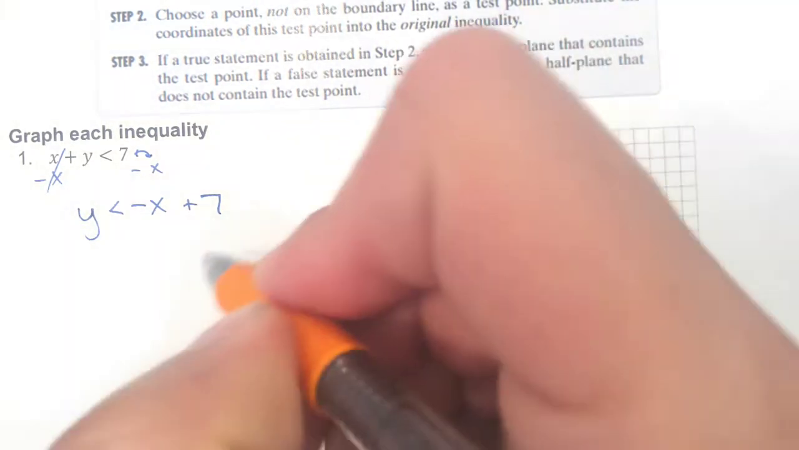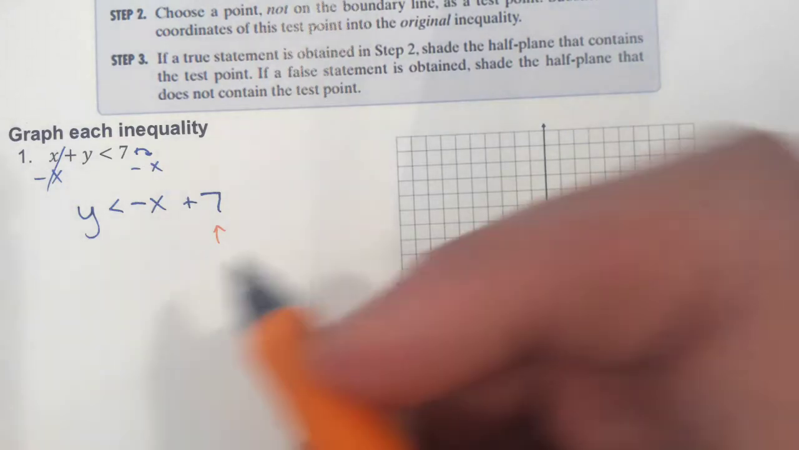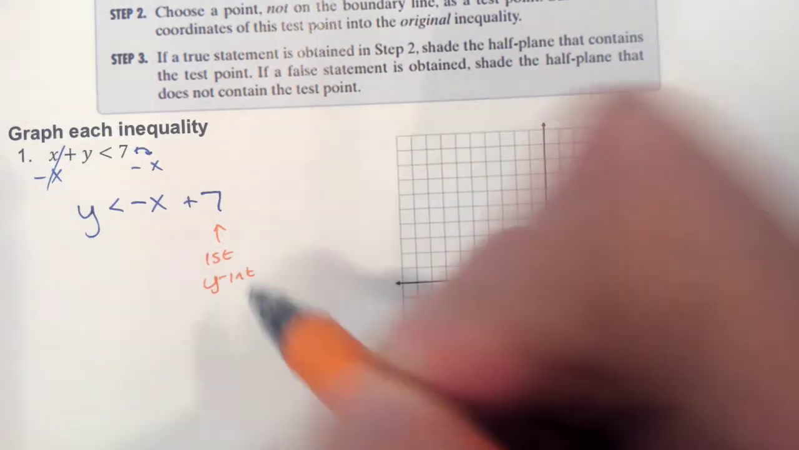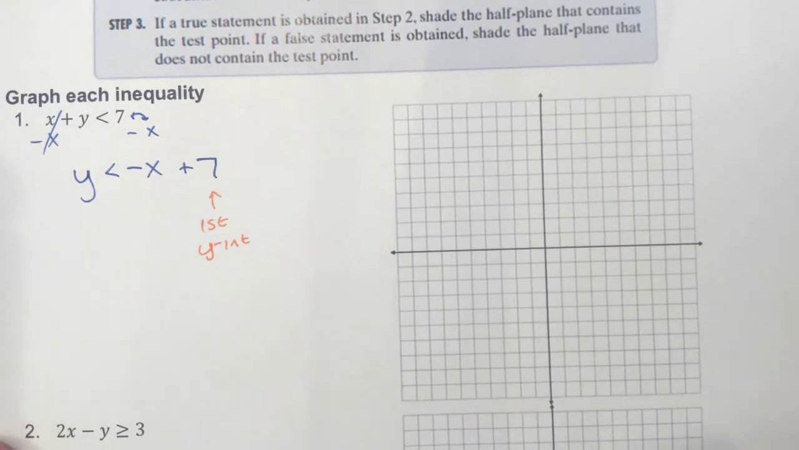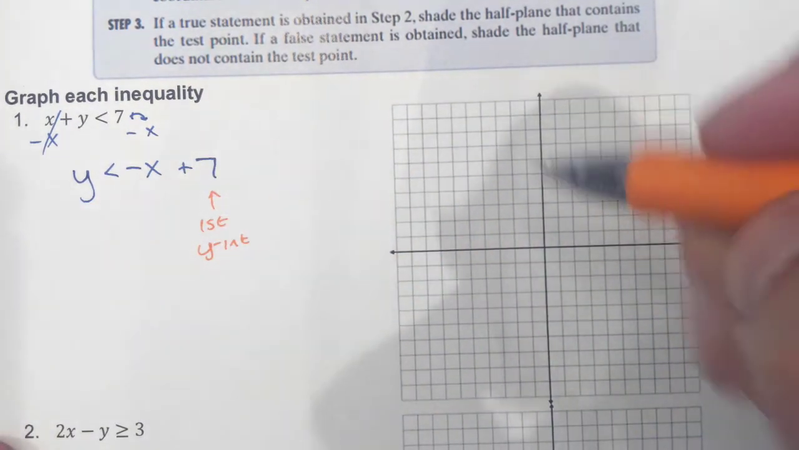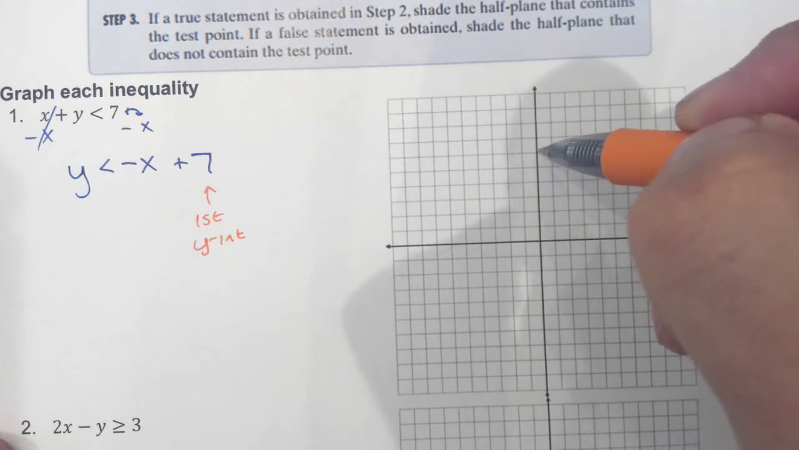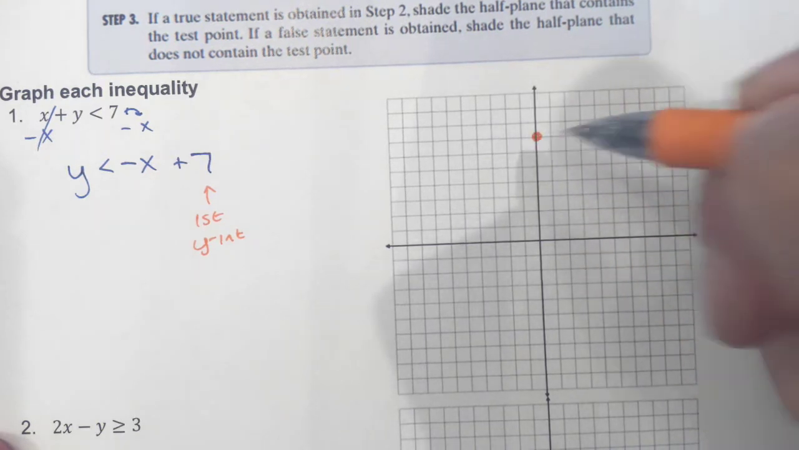The first thing you look at is this number that's not attached to the x. So this one is first. Remember, this is the y-intercept. It's positive 7, so it says go up 7. So we go up 7: 1, 2, 3, 4, 5, 6, 7. There's our first point of our line.